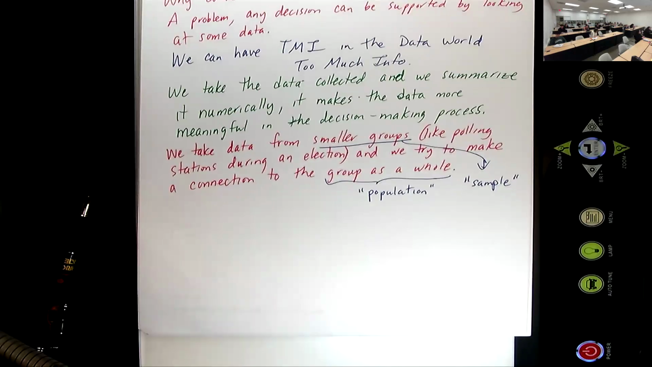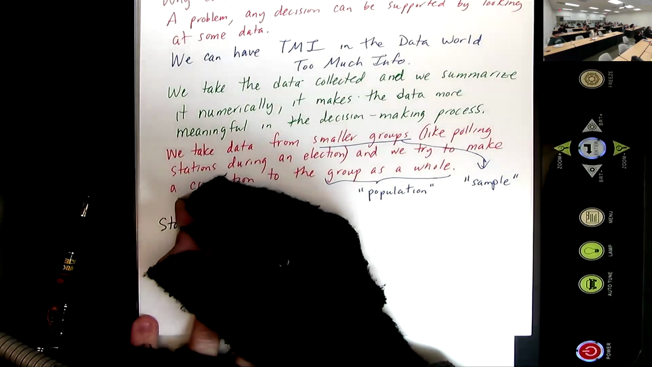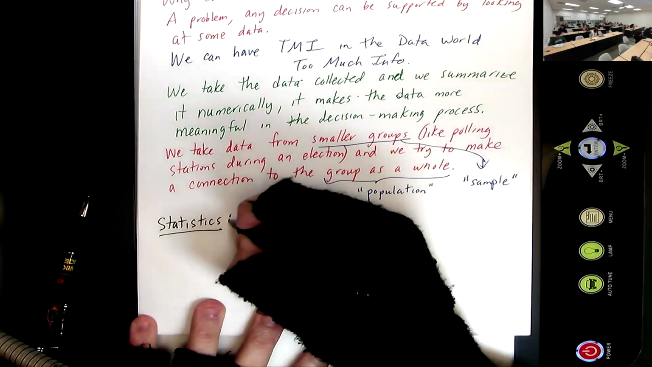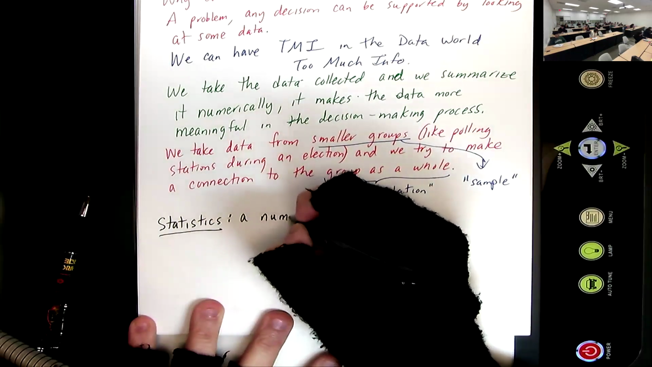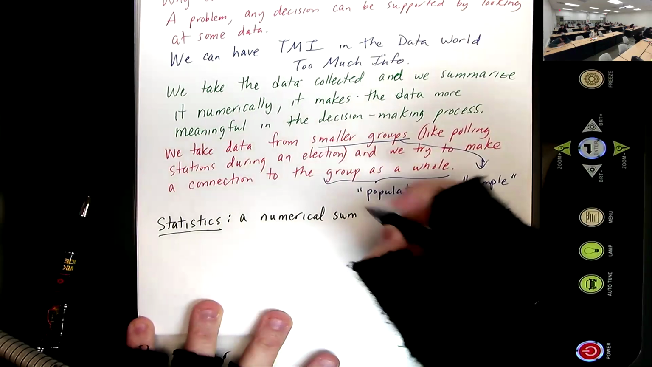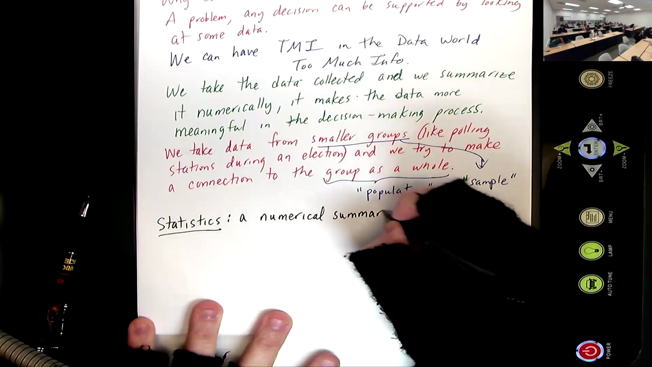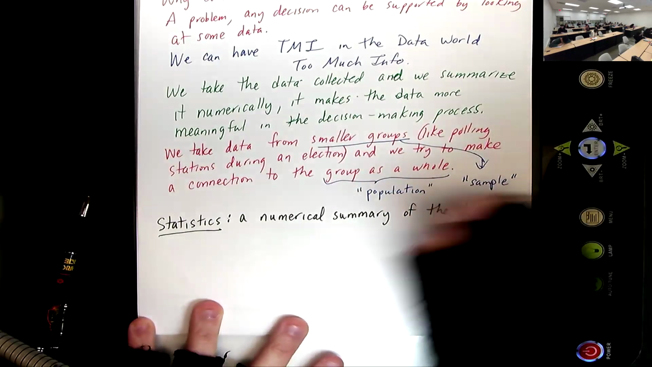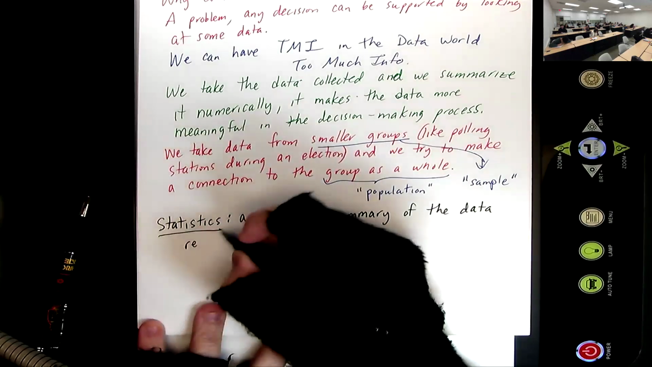So this is where the definition of statistics comes in. Statistics, the actual definition of statistics, is a numerical summary of the data regarding a sample of the population.